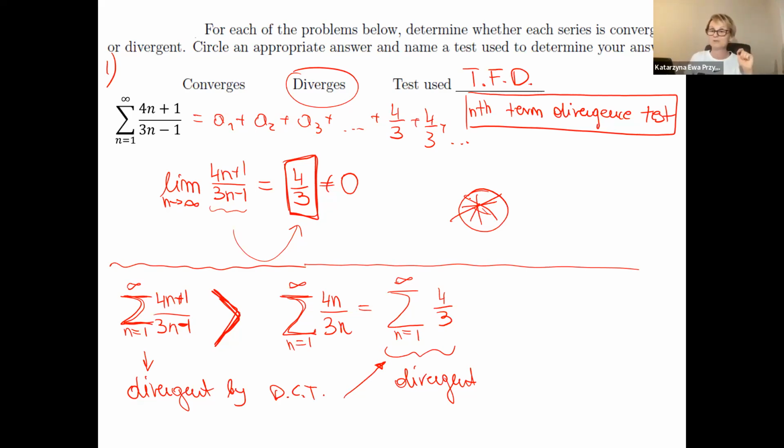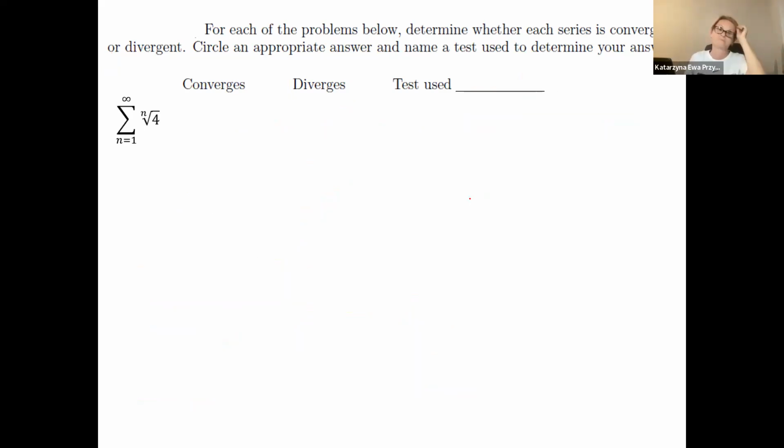Okay, example number 2. Infinite summation, the series of nth root of 4, convergent or divergent?